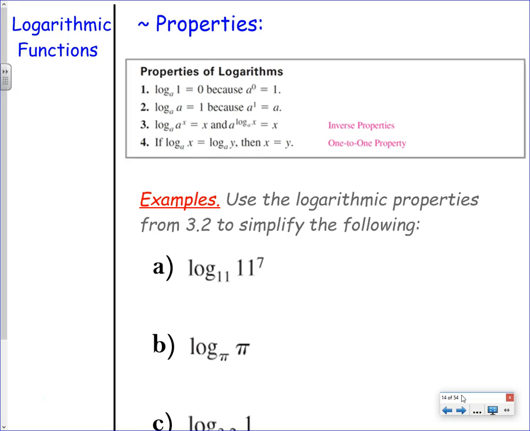And that one makes sense in our brains. We're used to seeing that. Doesn't mean we always get it right, but we're used to seeing anything to the 0 power is 1. Except for 0 to the 0 power, that doesn't work. But any non-zero number raised to the 0 power is 1.